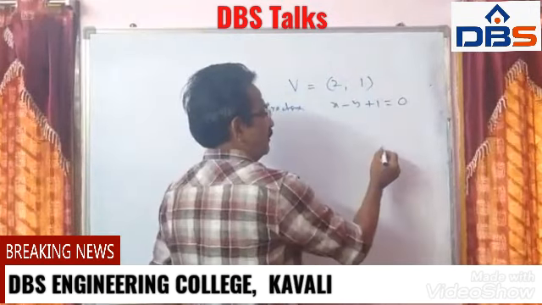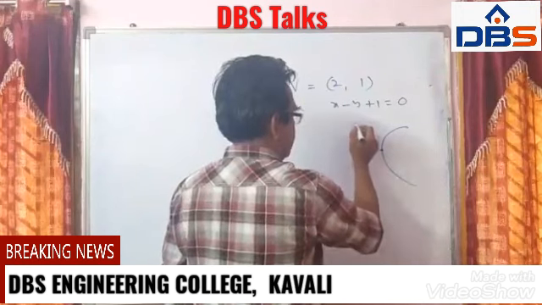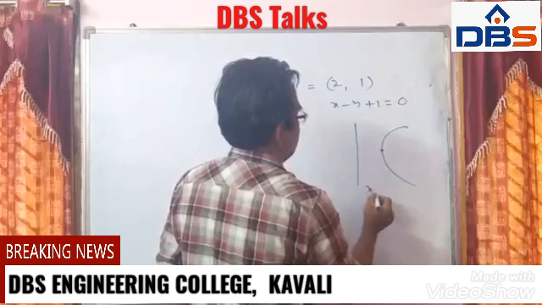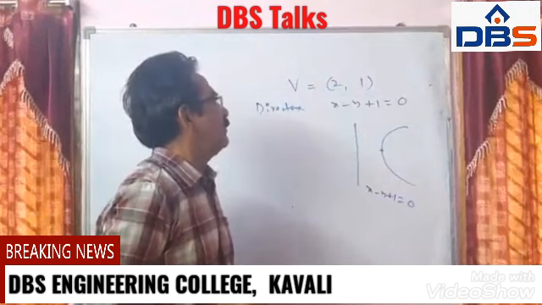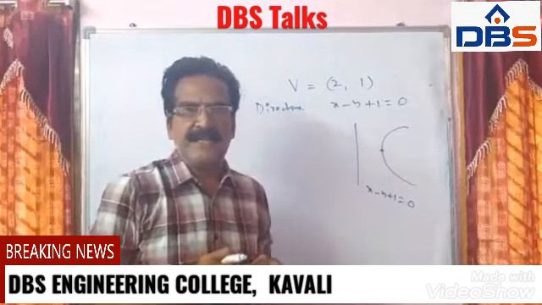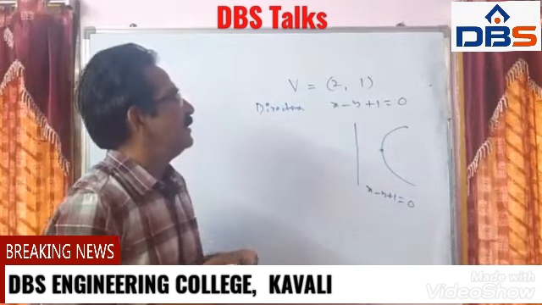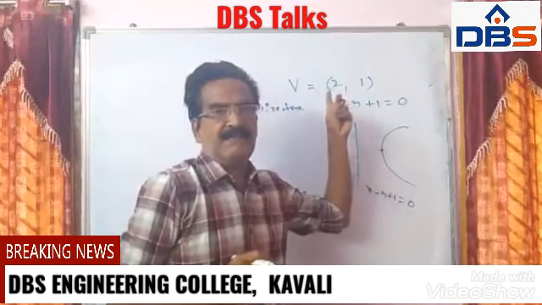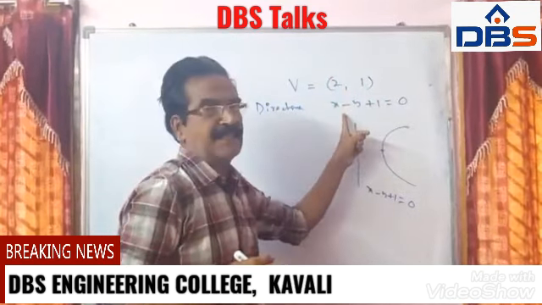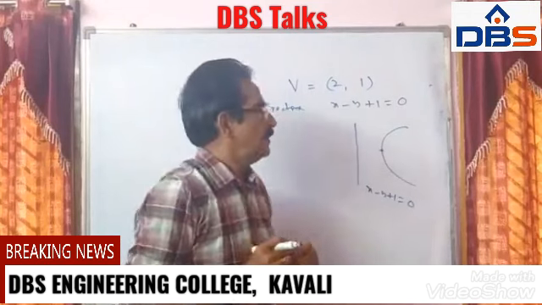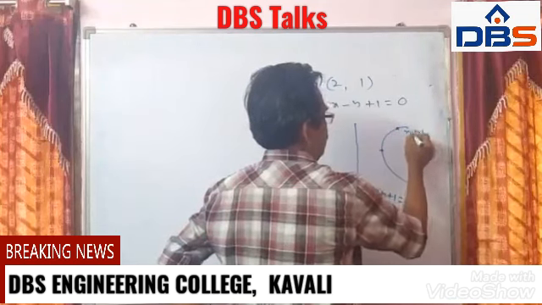So vertex is given. This is the vertex, this is the directrix, and its equation is x minus y plus 1 is equal to 0. So we have to find the equation of the parabola. See friends, when the vertex and the directrix are given, we take any point x, y.